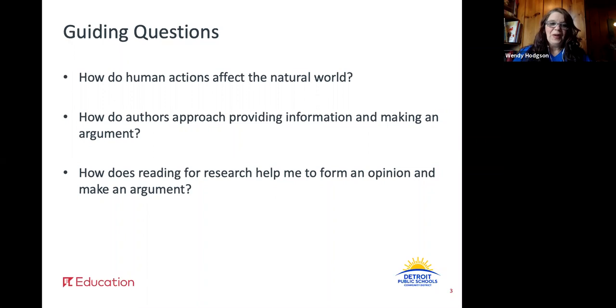Also, number 2, how do authors approach providing information and making an argument? And our third guiding question is, how does reading for research help me to form an opinion and make an argument? Because in the end, we want to have a lot of information to draw from in order to stake a claim and cite evidence. And these are things that we're going to do not just at the end of this week with our article on bee blight, but also throughout the weeks of this topic. So these guiding questions are a part of our daily routine.